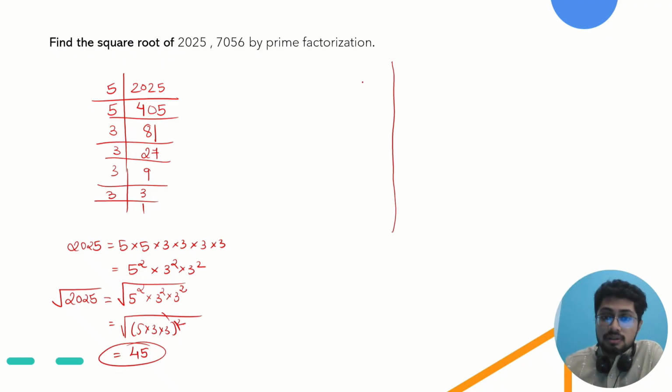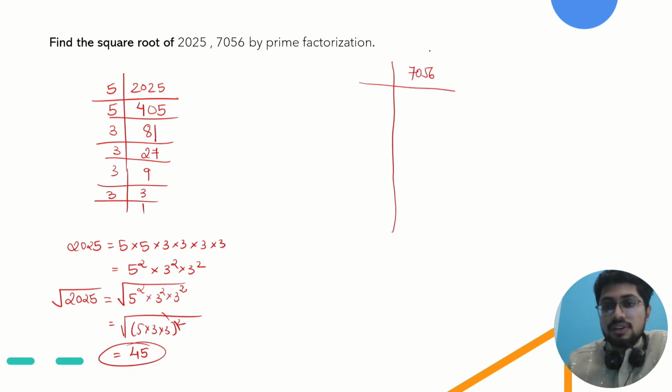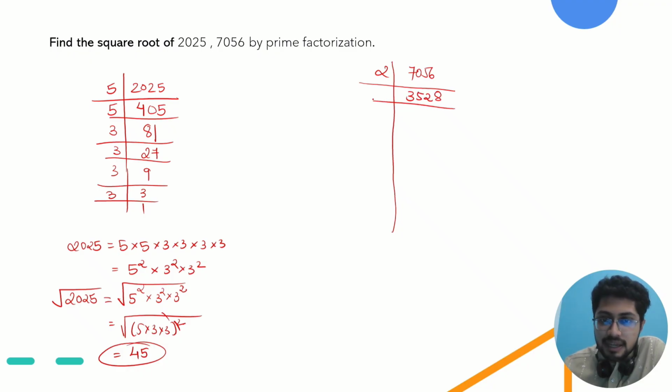One more, let's do one more practice. 7056. How you need to start? First you need to start with the basic 2. 2 3s are 6, 2 5s are 10, 2 2s are 4, 2 8s are 16. Again 2 1s are 2, 2 7s are 14, 2 6s are 12, 2 4s are 8. Again 2 8s are 16, 2 8s are 16, then 2 2s are 4. 2 4s are 8, 2 4s are 8, 2 1s are 2.